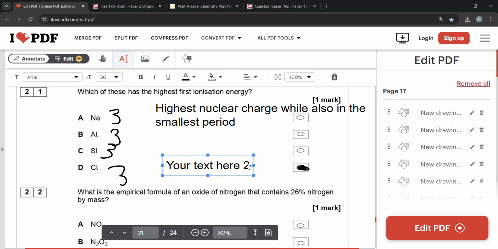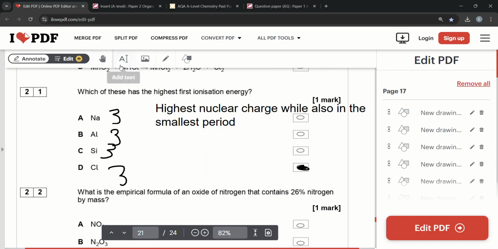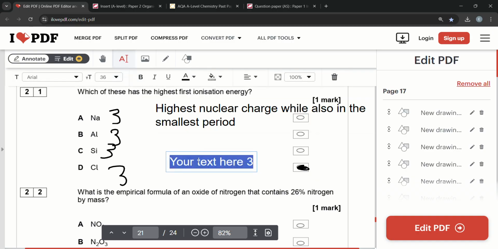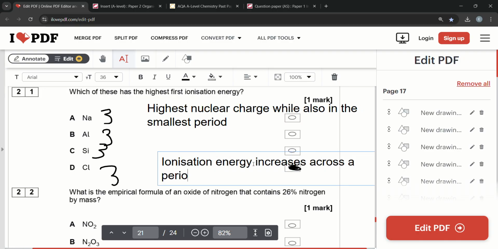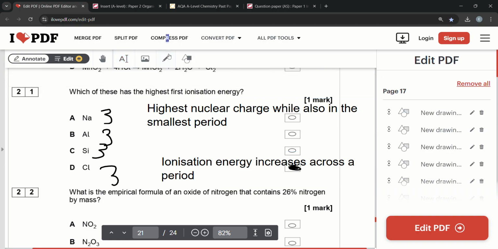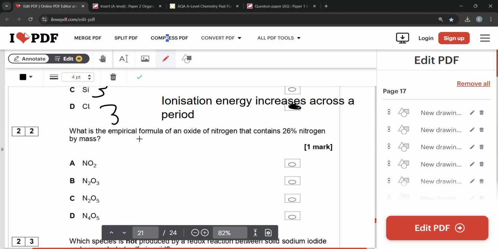Using the simple key fact that ionization energy increases across a period. That's why memorizing trends can be useful a lot of the times.